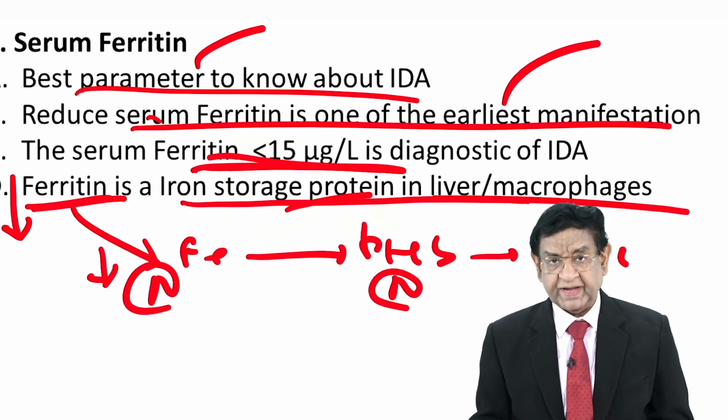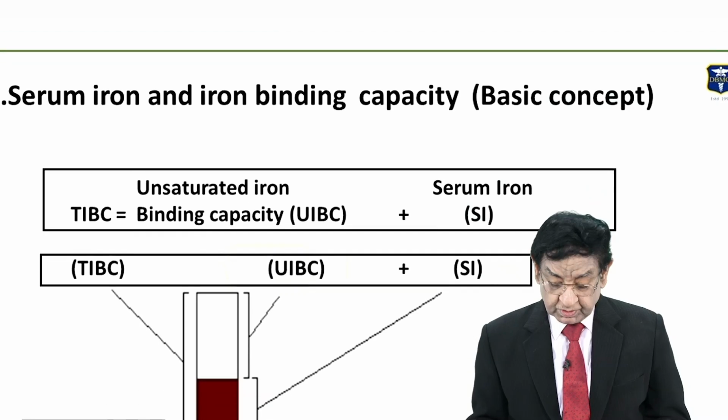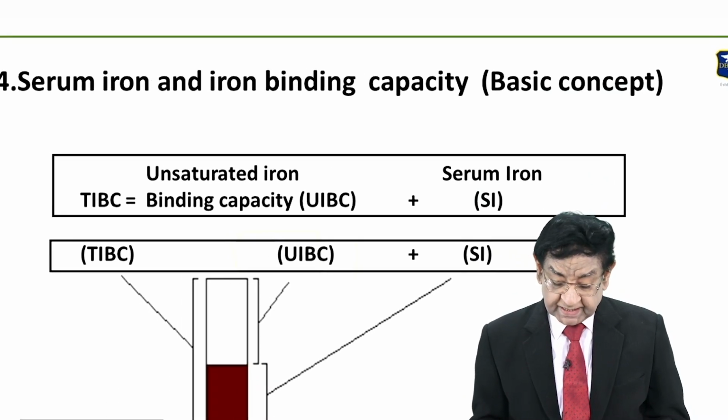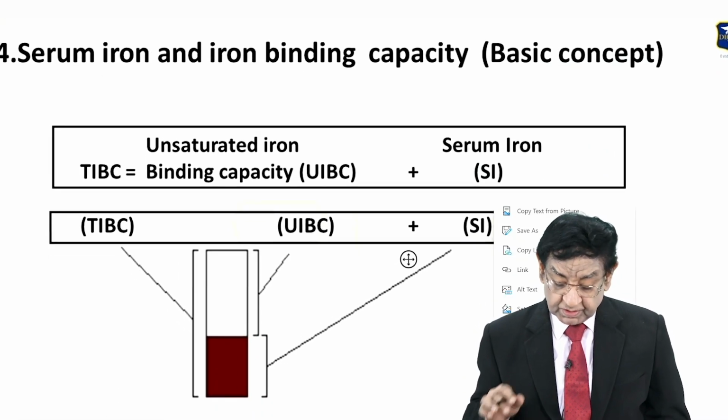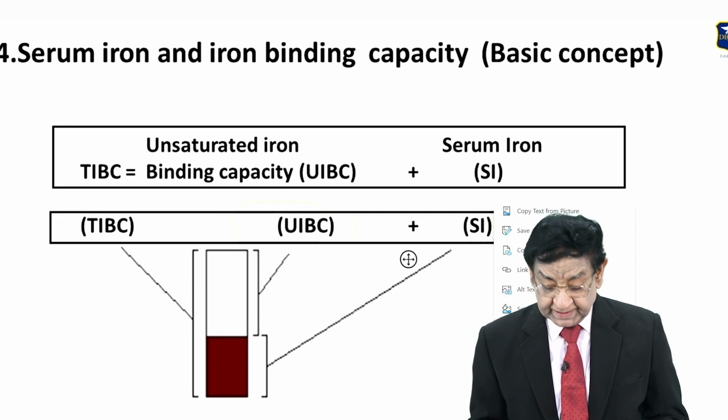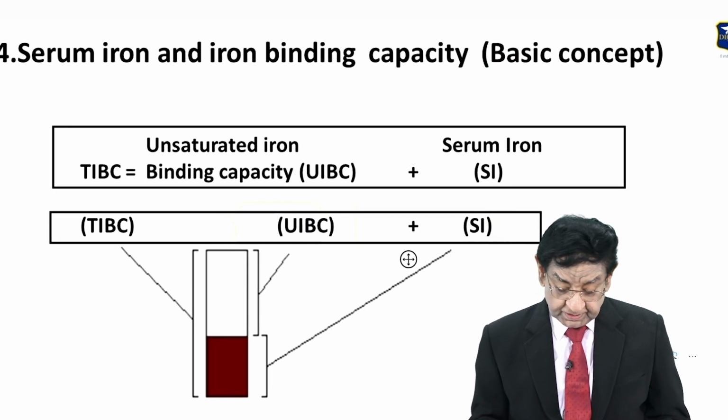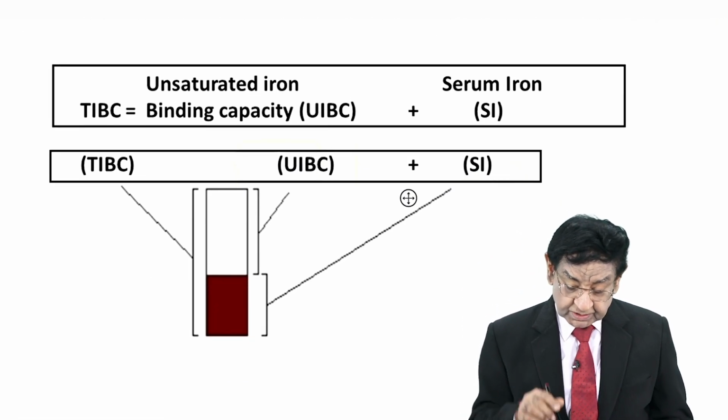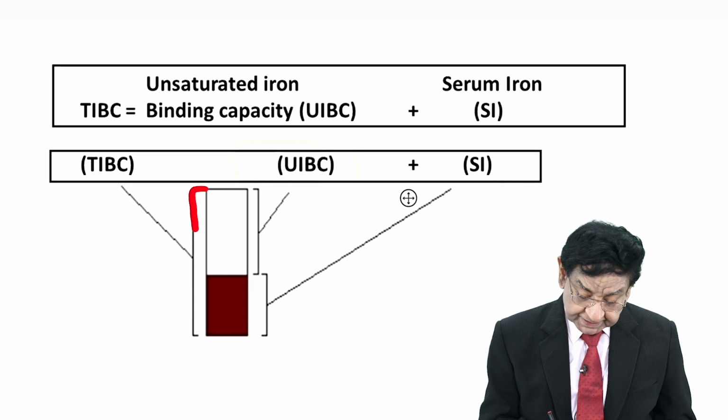Well, let's talk about serum iron and iron binding protein. This is again a very confusing point. Let us learn the basic concept. This is the total iron binding capacity.